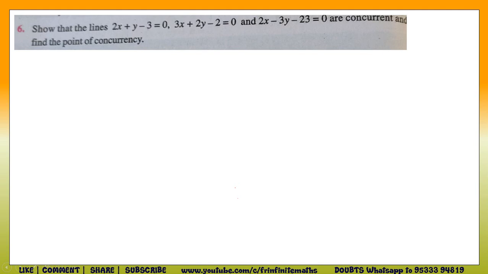So in the previous video we discussed the second Roman of exercise 3C of straight lines, up to question number 5, and we will be continuing the remaining problems in this video, right? So question number 6 asks you to show that the lines 2x plus y minus 3 is equal to 0, 3x plus 2y minus 2 is equal to 0, and 2x minus 3y minus 23 is equal to 0 are concurrent. Next, it is asking you to find the point of concurrency.